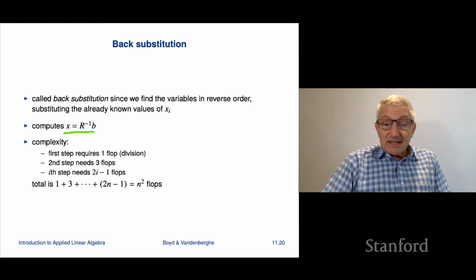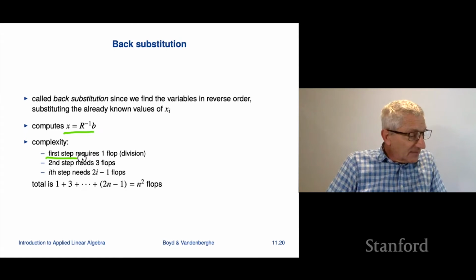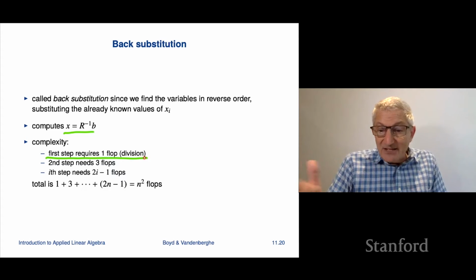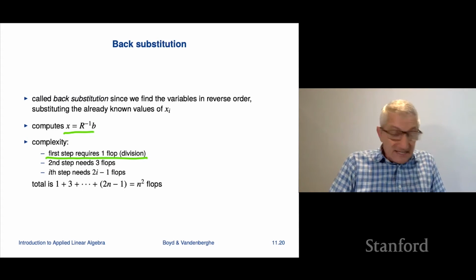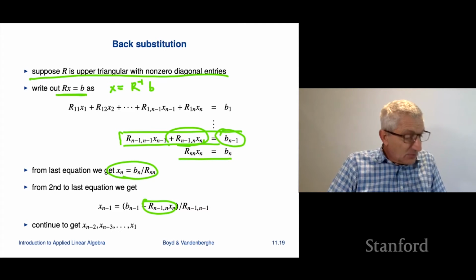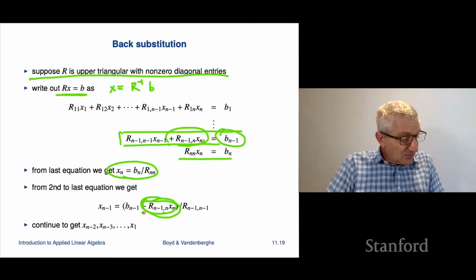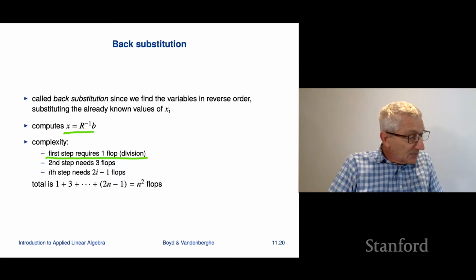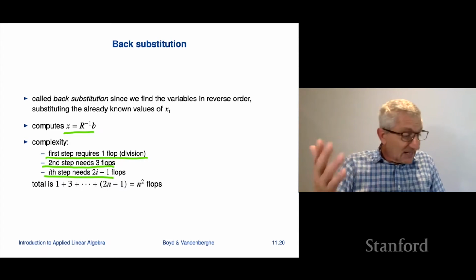Let's talk about the complexity, like how long does this take? Well, the first step is Bn divided by Rnn, that's one flop, one division. The second step is over here. Let's see what we have to do. We have to multiply these two numbers, do a subtraction, and then maybe a division. So maybe that's 3 flops here. Okay, so the second step needs 3 flops. And the third step needs 5 flops, then 7, and so on.